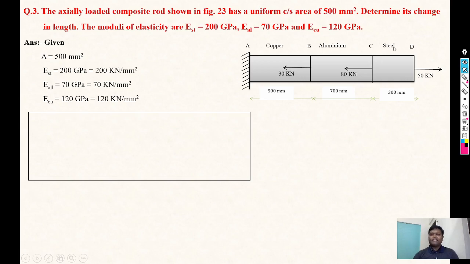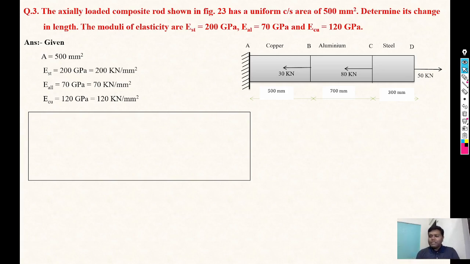Different materials are given, intermediate forces are given, and one more important change is that both ends are not free. Here the A end is fixed and the D end is free. In the last two numericals we saw that both ends were free, so we could start our calculation from left to right or right to left. But now we have some limitations.